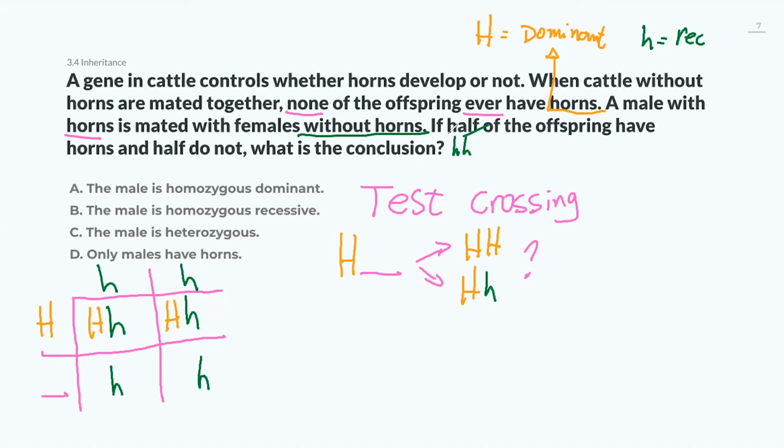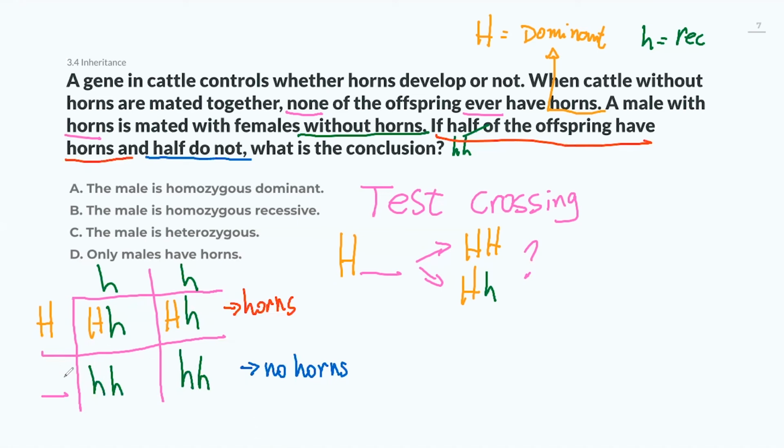What else do they tell you? They tell you half of the offspring have horns. So this half here have horns, and the other half do not. What is the genotype they must have in order not to have horns? They must be homozygous recessive. That means the male here is heterozygous. What if the male was homozygous dominant? Then all of the offspring would have horns.